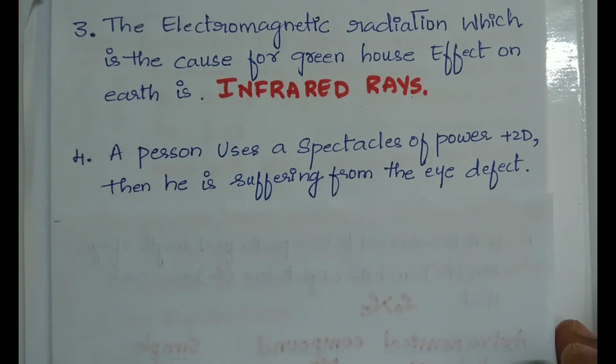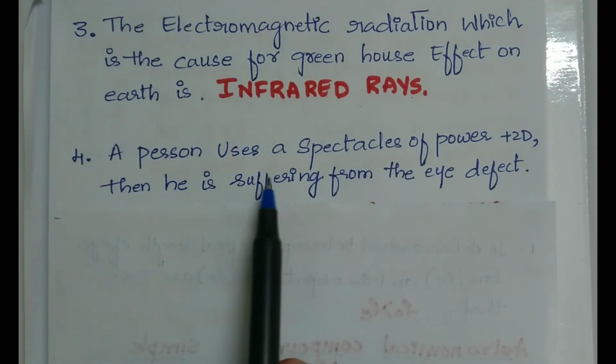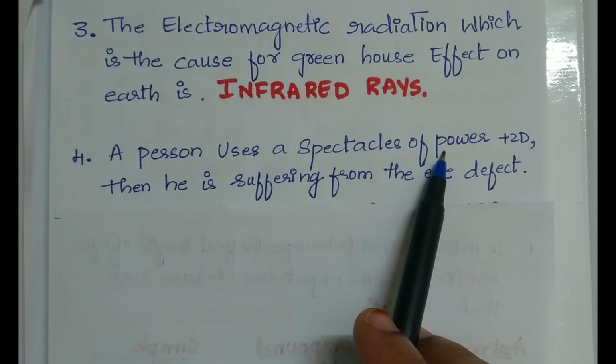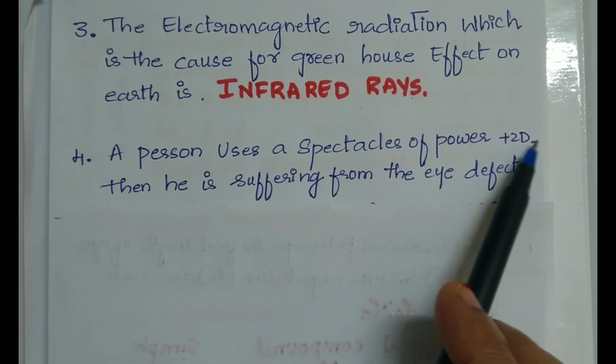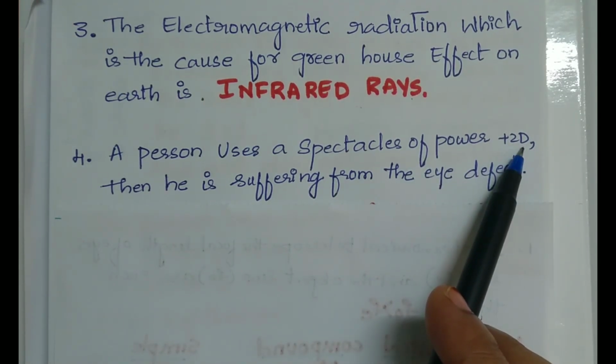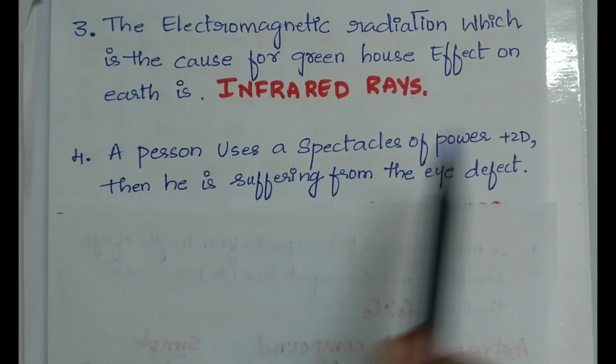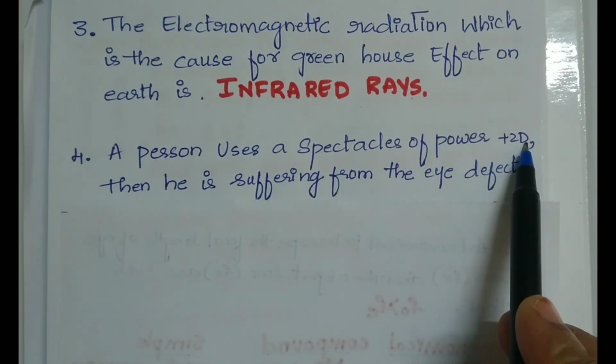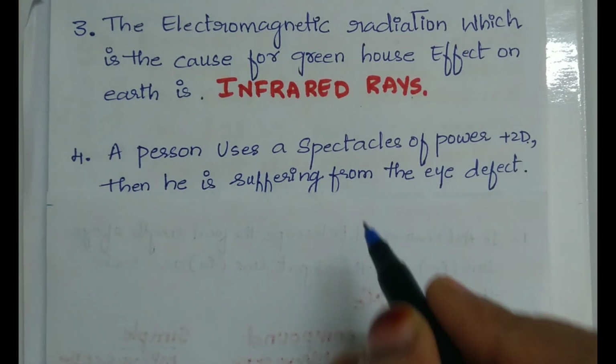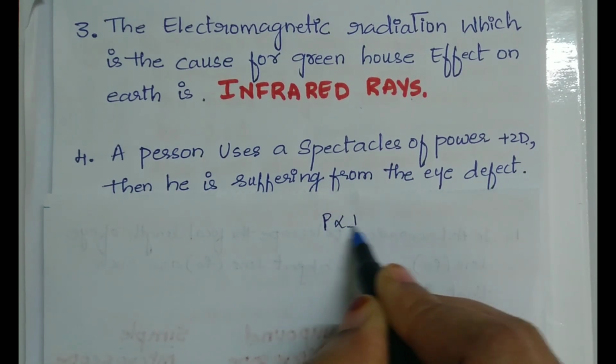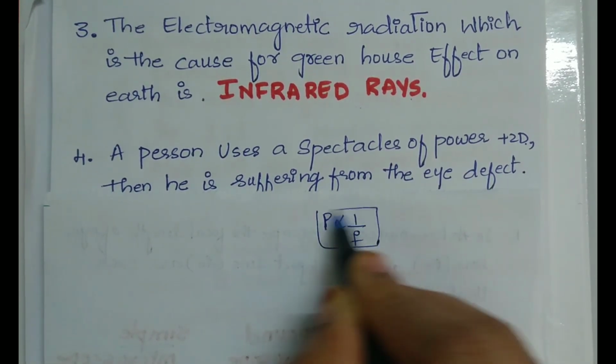Fourth question is, a person uses spectacles of power plus 2D. D here represents the diopter, which is the unit of power. This can also be asked for 1 mark: what is the unit of power? That is diopter. Diopter and power, they are inversely related to each other. We can say power and focal length are inversely related.